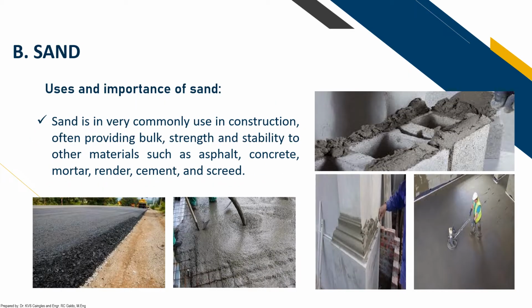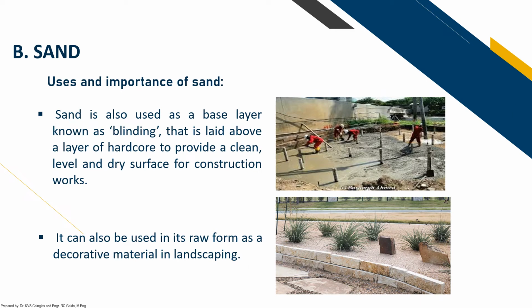So here are some of the uses and importance of sand. Sand is very commonly used in construction, often providing bulk, strength, and stability to other materials such as asphalt, concrete, mortar, render, cement, and screed. Sand is also used as a base layer known as blinding that is laid above a layer of hardcore to provide a clean, level, and dry surface for construction works.